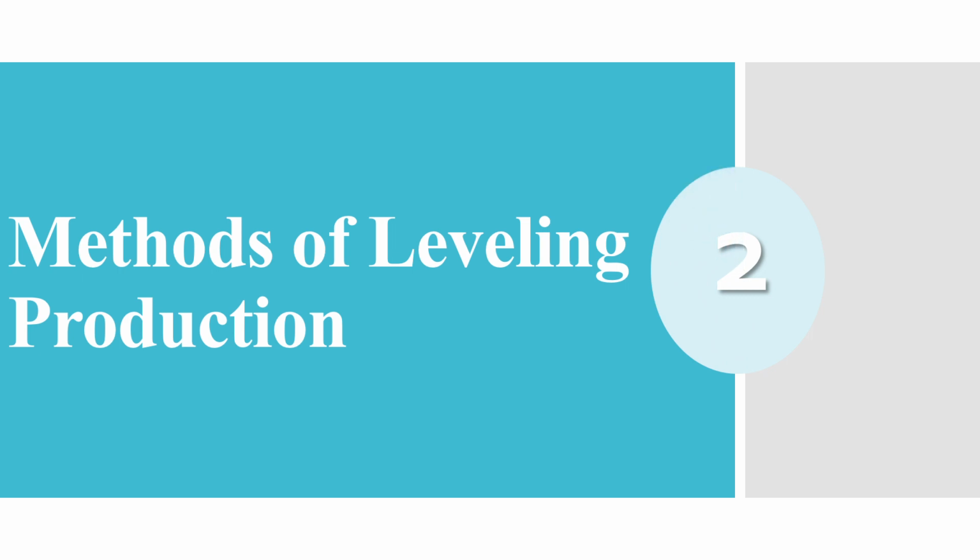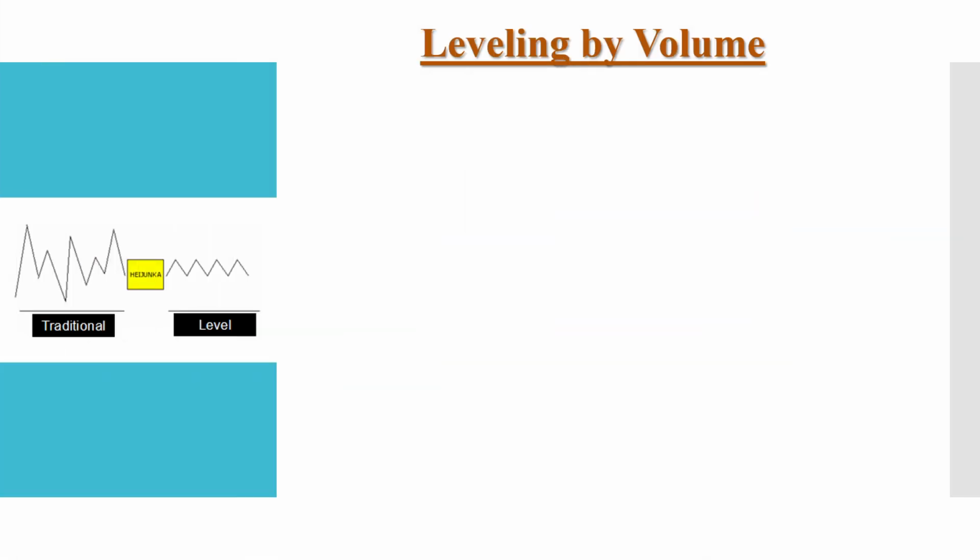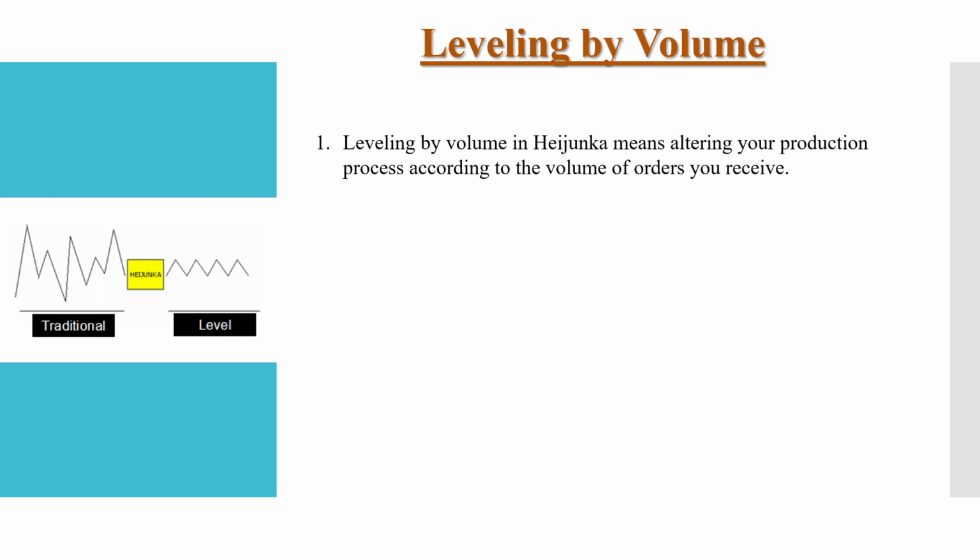There are some important methods of leveling the production. There are two methods: leveling by volume and leveling by product. First, we are going to learn about leveling by volume. Leveling by volume in Heijunka means altering your production process according to the volume of orders you receive. So according to the volume of orders I receive, in that way I can set the line and level everything.